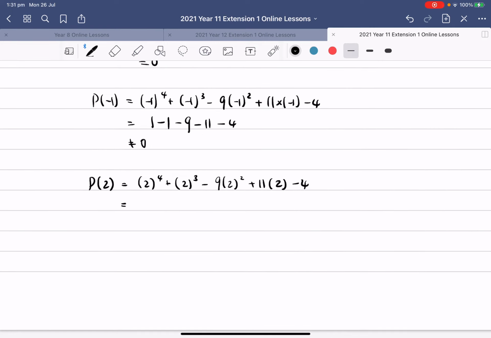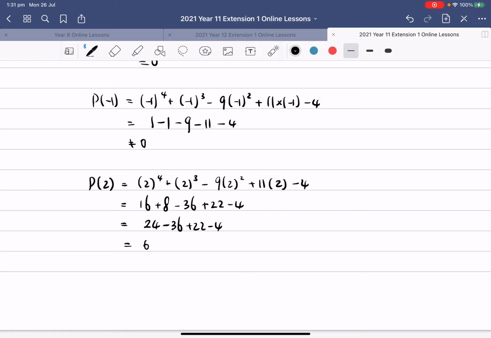All right, so 2 to the power 4 is 16. That's 8 minus 36 plus 22 minus 4. 24 minus 36 plus 22 minus 4. Let's see if that gives me 0. Minus 4. Okay, it does not. It's equal to 6. So therefore, again, that is not the solution to this question.